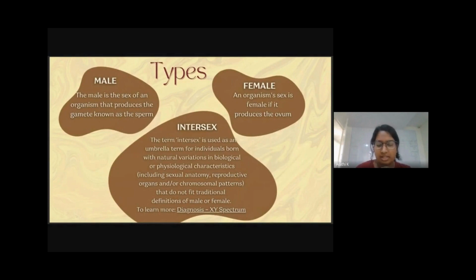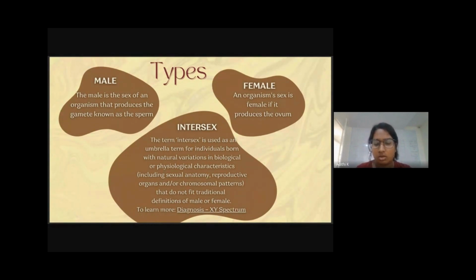There are mainly three types of sex. The majority falls under males or females. Males are the people who have male genitalia and male reproductive organs, which are the testes, penis, and scrotum, and they produce the male gamete known as the sperm. And females are the organisms who have the female gamete called the ovum, and they have a female reproductive system which involves the ovaries, fallopian tube, vagina, etc. These are the majority of the categories in sex.